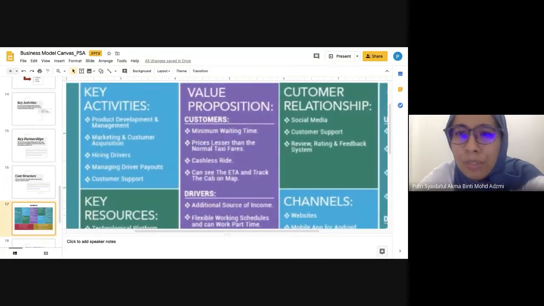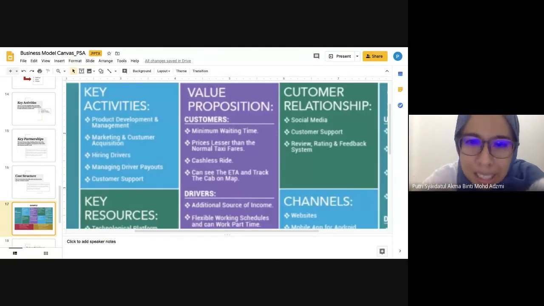Alright, so if you look at the value proposition, this is for Uber, and now it's more popular Grab after they have taken over. Their value proposition for their customers is minimum waiting time, because they are everywhere, and the prices. This is their whole proposition. Their prices are lesser than the normal taxi fares, because that was the main pain that customers had with taxis.